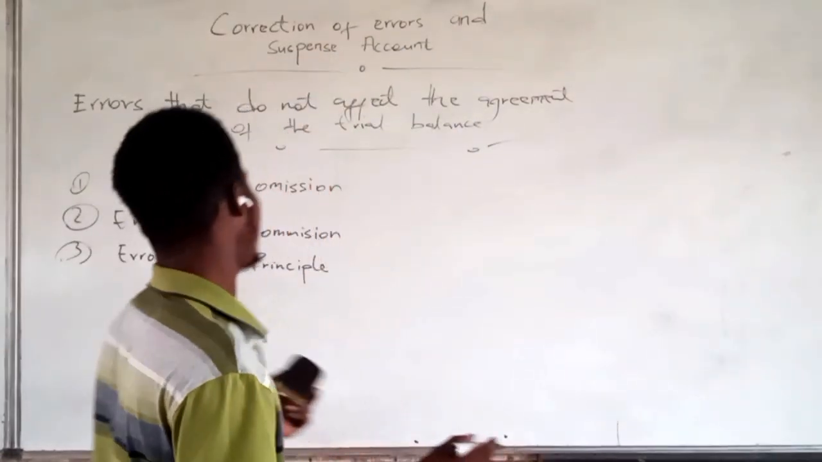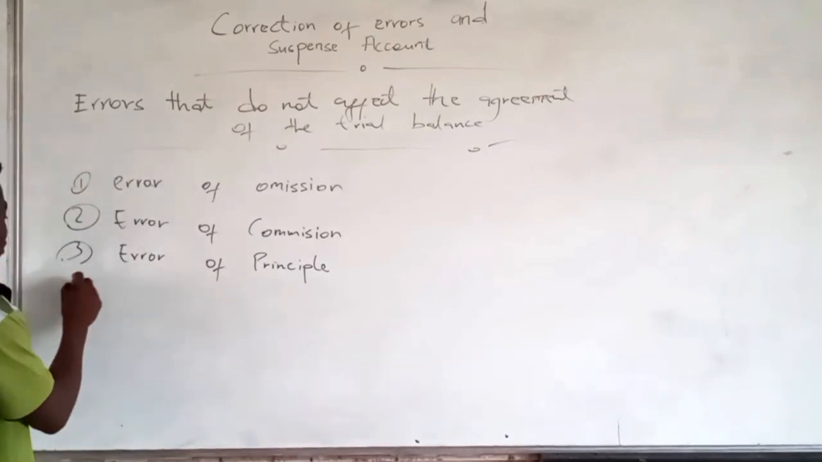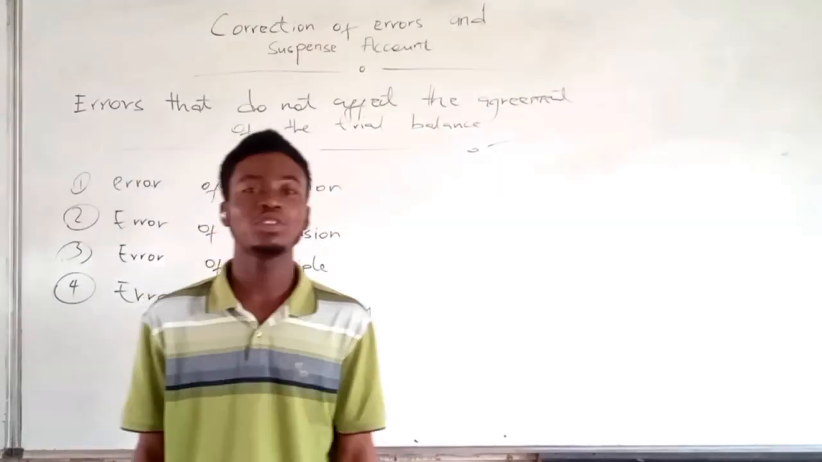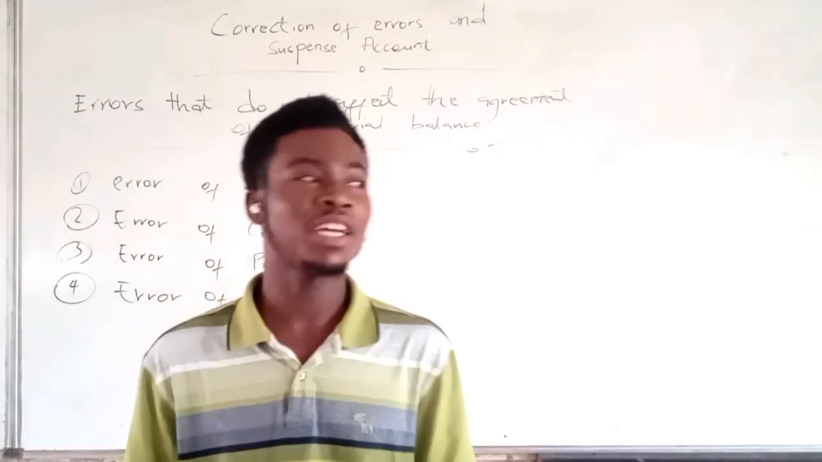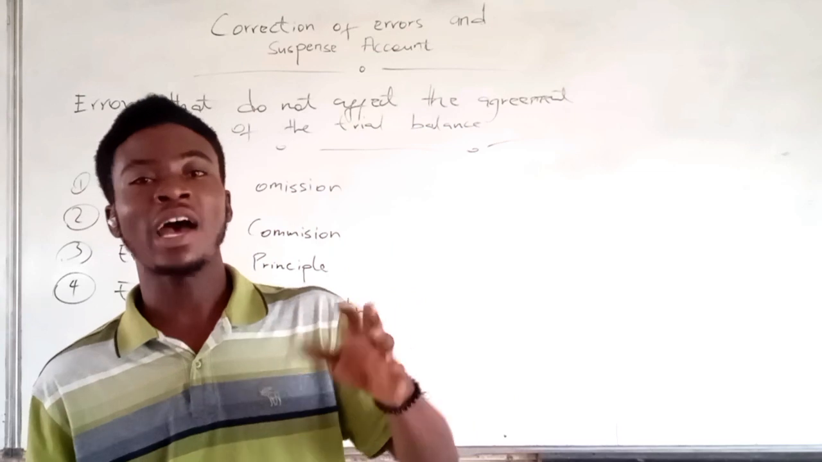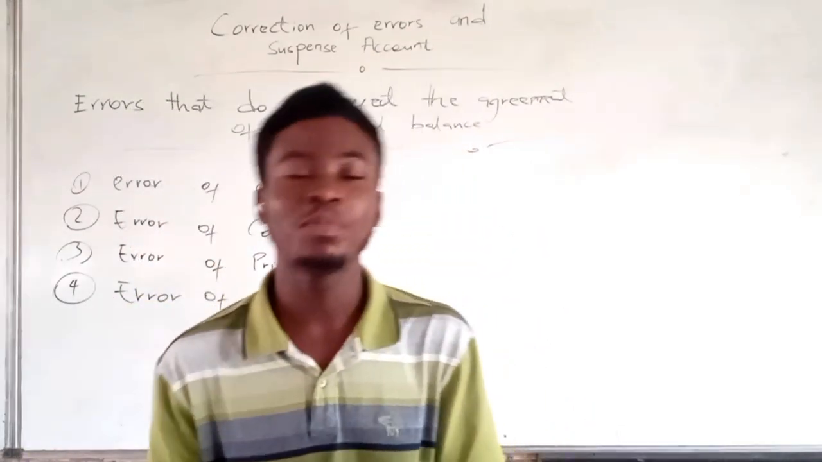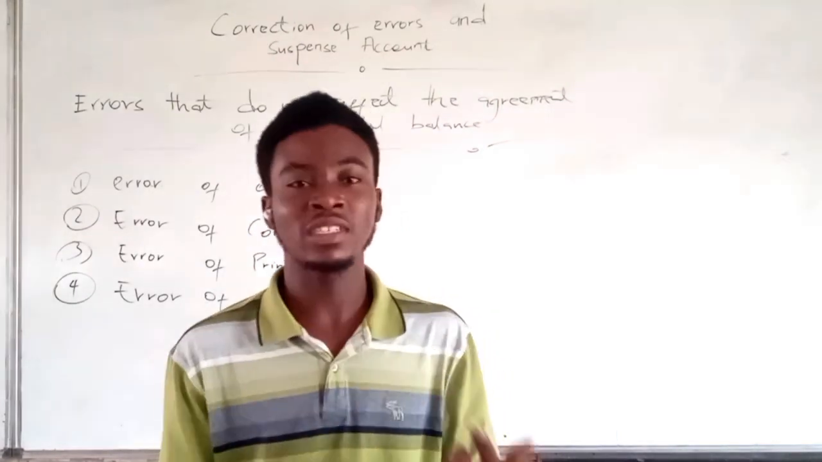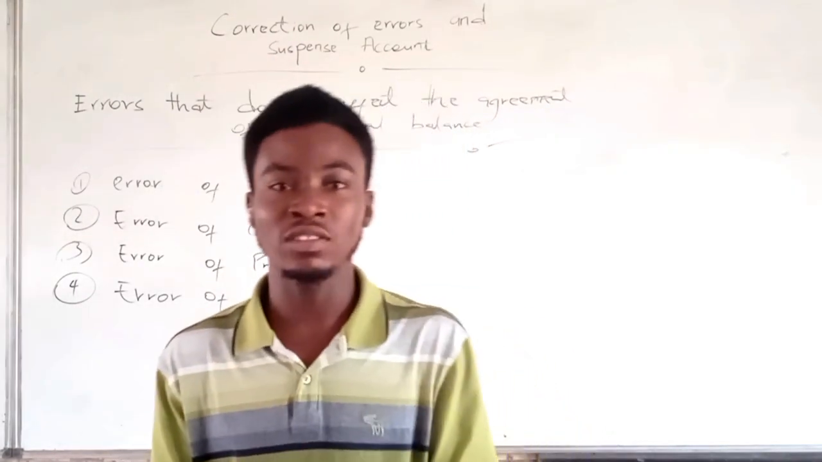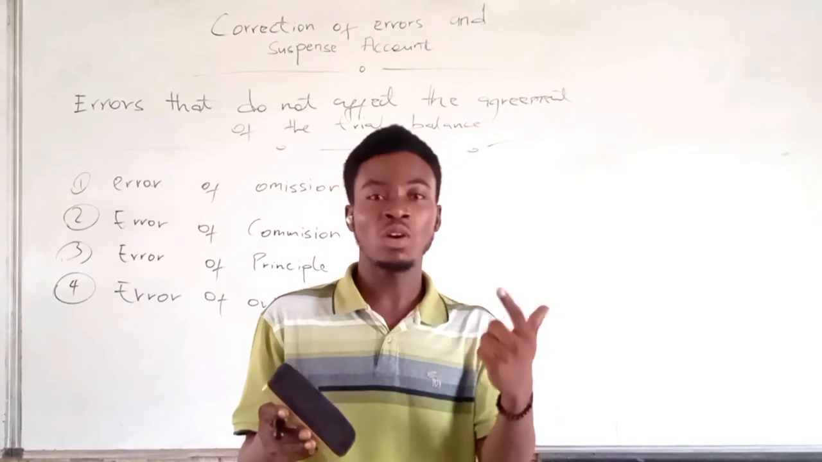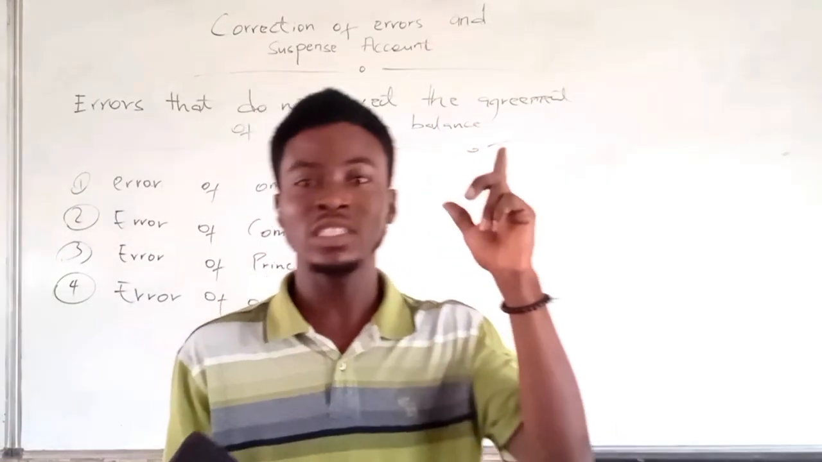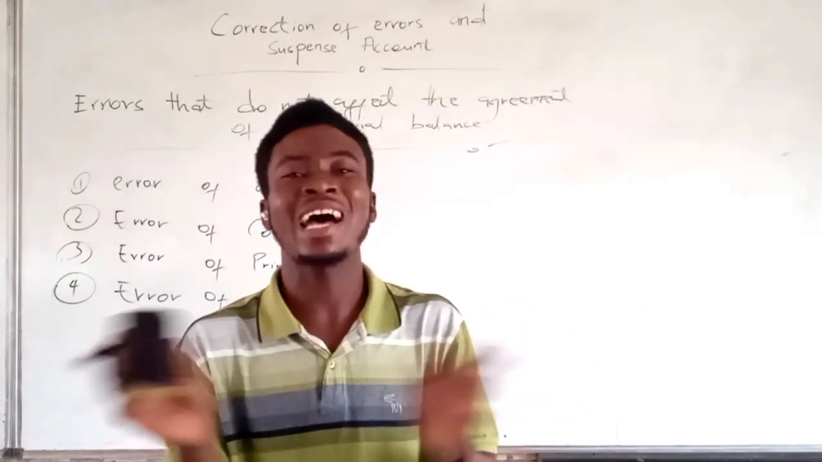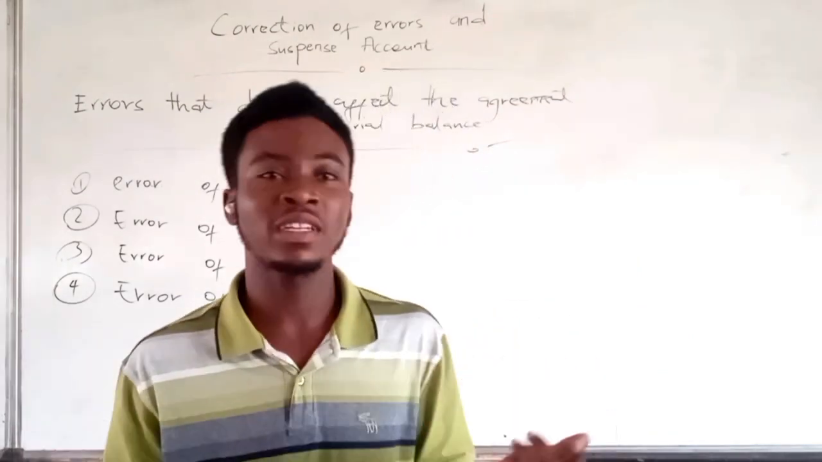So let's go to the next error that will not affect the agreement of the trial balance. Okay, so error of original entry. When you say error of original entry, you know that you have the day books, the sales day book, purchase day book, and then the cash book. So let's say we are supposed to bring a transaction into the double entry account, that is, record a transaction from the original entry, but we didn't do it at all, meaning that the transaction was not recorded at all, and this is not going to affect the trial balance.